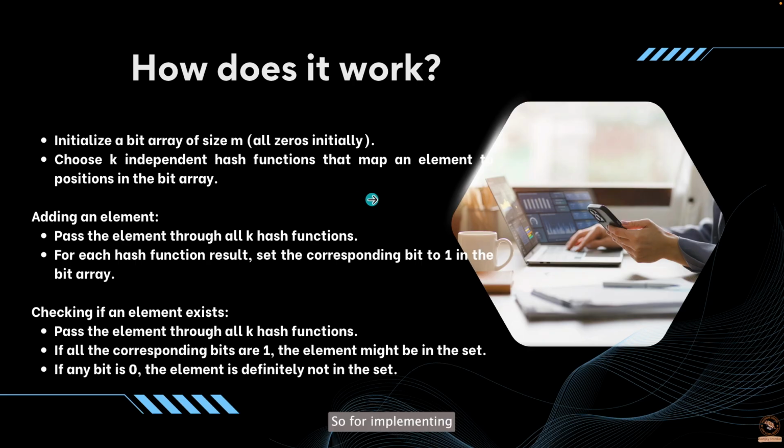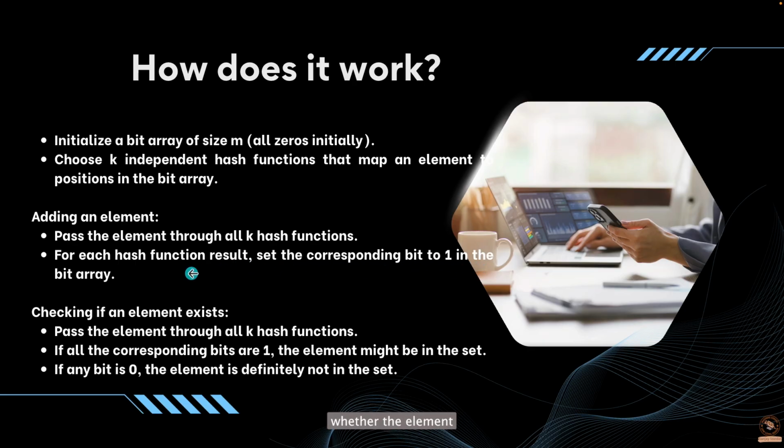So let's see how the Bloom filter works exactly. For implementing a Bloom filter, first we have to initialize a bit array of size m, where all the elements should be 0 in the starting. Then we choose k independent hash functions that will map the element to positions in the bit array. After choosing the hash functions, we add elements to the Bloom filter. For adding an element, we pass it through all the hash functions, and for each hash function result, we set the corresponding bit to 1 in the bit array.